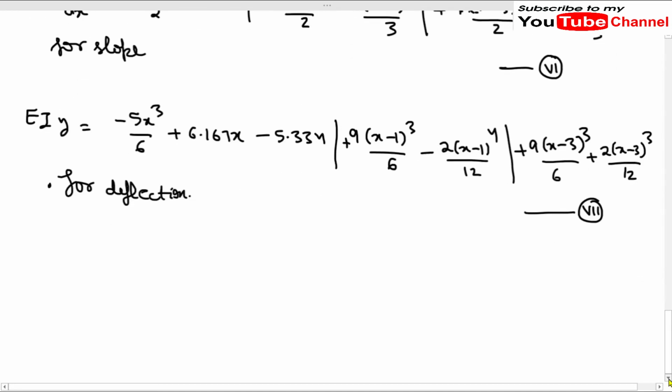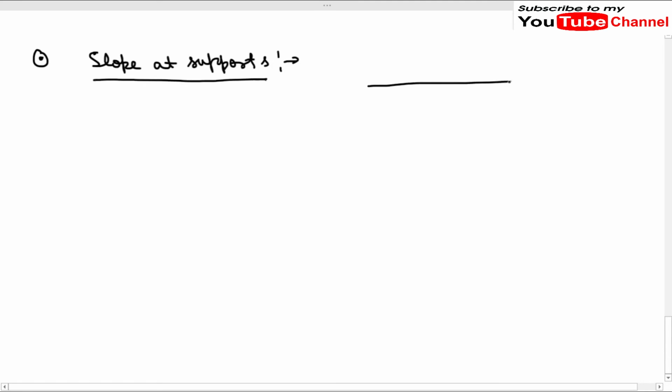Now we have got our elastic curve equations. The other task is to find the slope at supports. Now let us see the geometry of the beam.